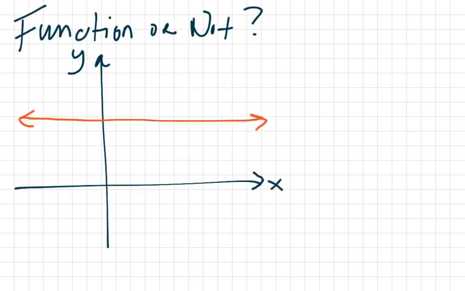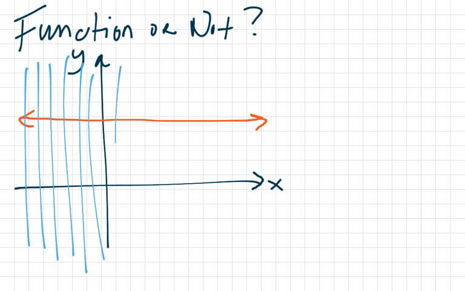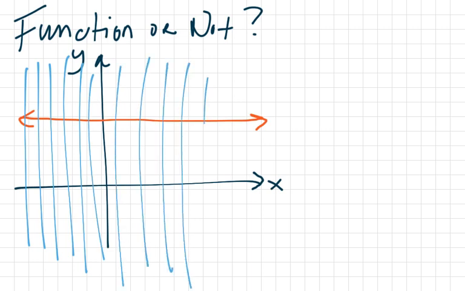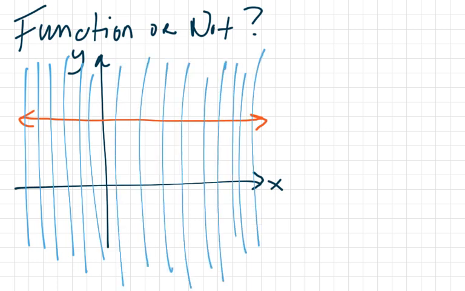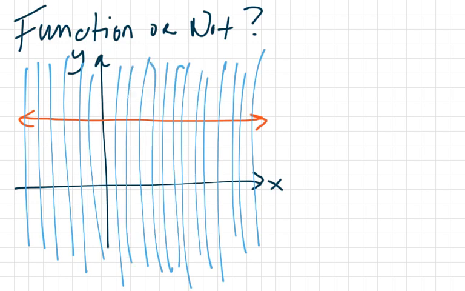Okay, is this a function or not? Well, does it pass the vertical line test? So we're checking to see if that red line represents a function. At no points on these vertical lines that I'm drawing does it hit more than once. So yes, this is a function.